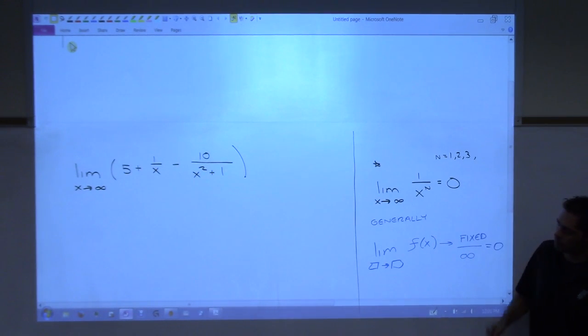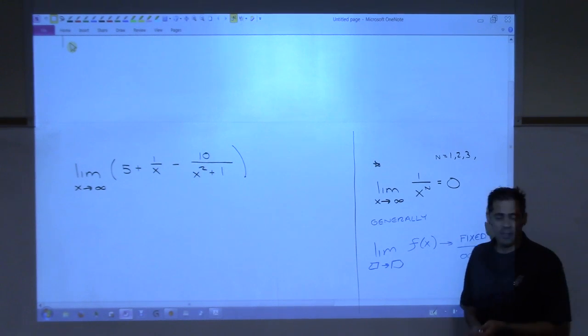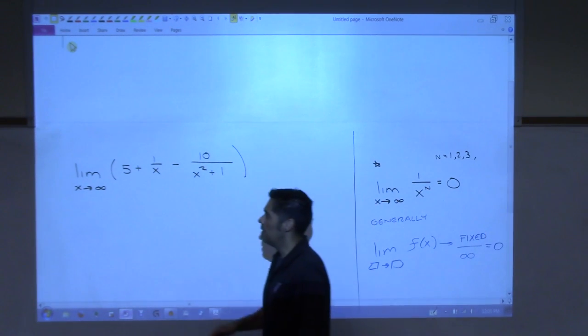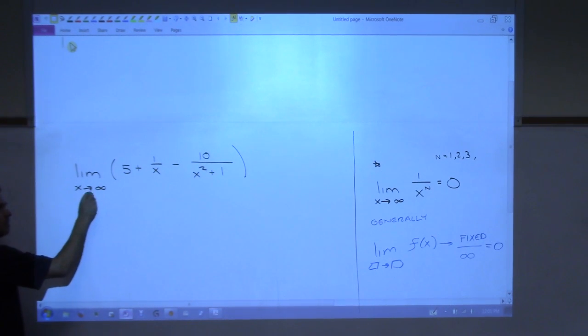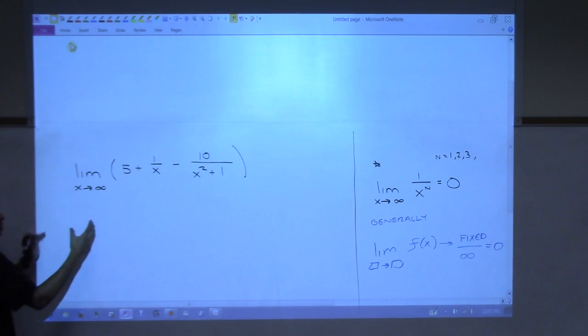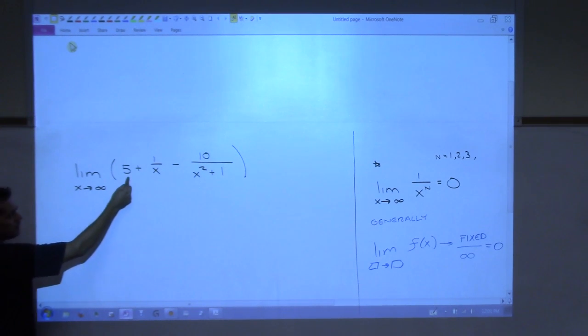So this is a limit at infinity, meaning that the x here is headed towards not a fixed number, but infinity. So x is getting huge. How does this limit affect 5? It doesn't, right? It doesn't.